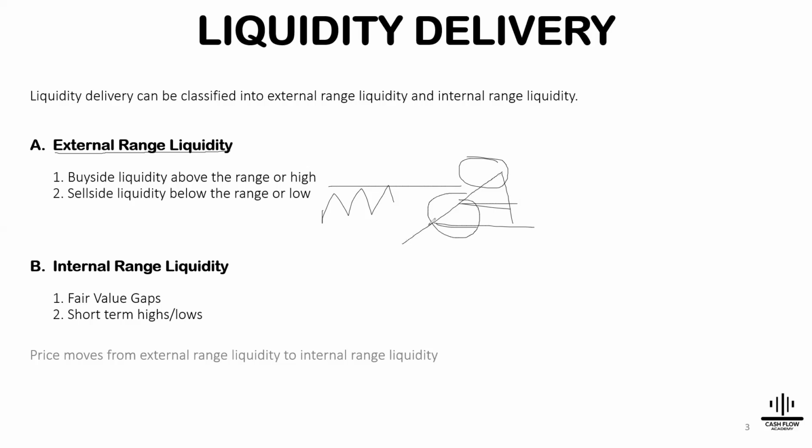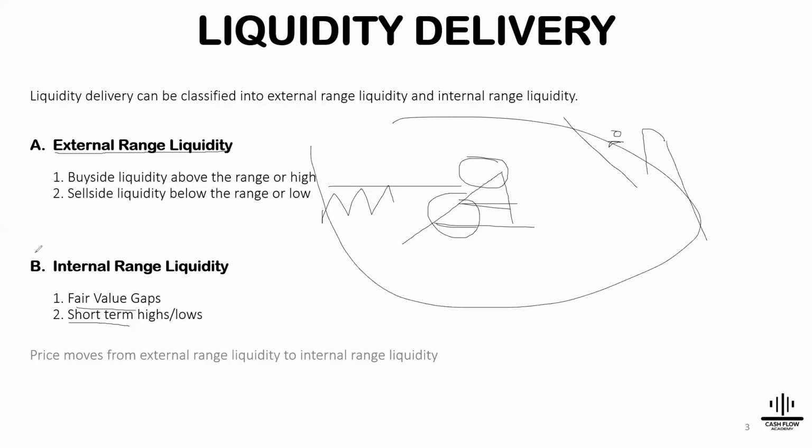So in this range here, we're going to be looking out for fair value gaps. I'm also going to be looking out for short-term lows because this is a bullish range. So for a bearish range, we're looking for short-term highs for price to go and take the liquidity in order to continue going downwards. It's very simple. All right, so let's move on.